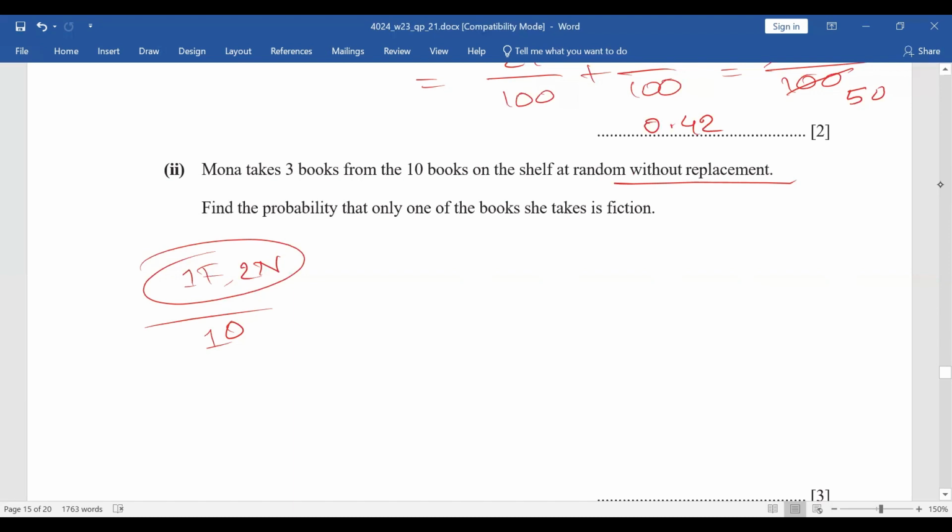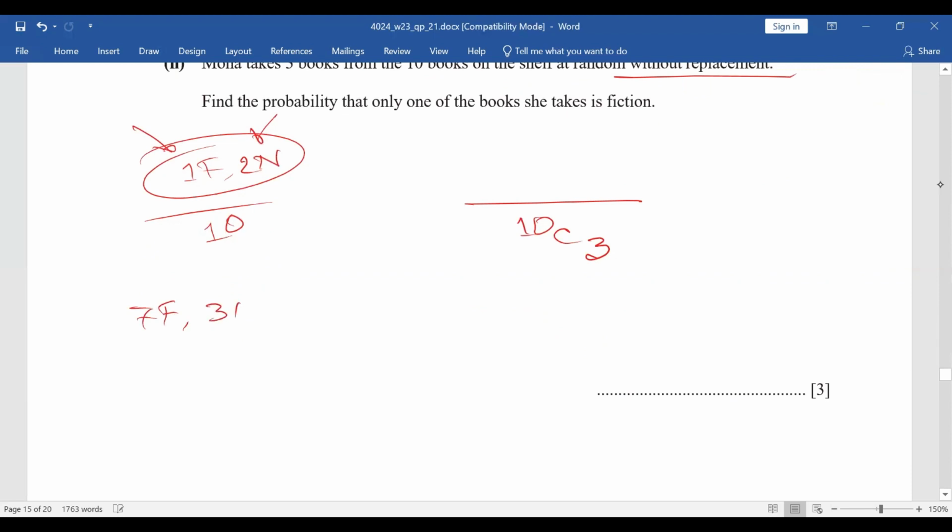As she didn't replace the books, we can approach this problem differently. How many ways can she take 3 books out of 10? It will be 10C3. And in how many ways can she take 1 fiction and 2 non-fiction from 7 fictions and 3 non-fictions? It will be 7C1 times 3C2. Using a calculator, we get the answer 7 by 40.